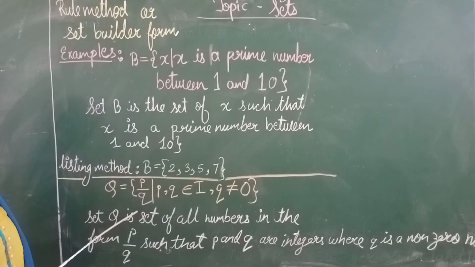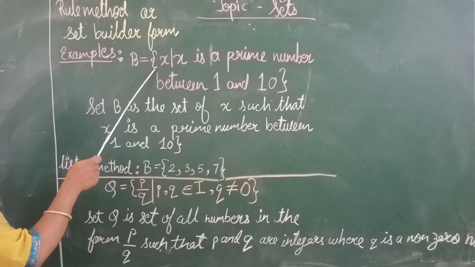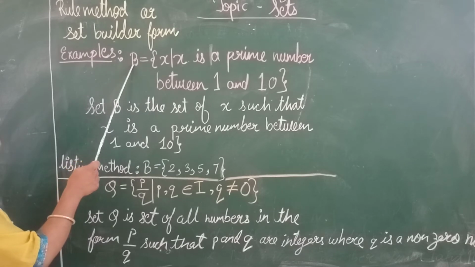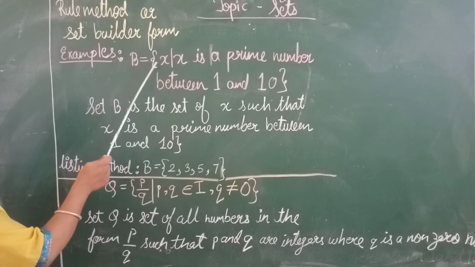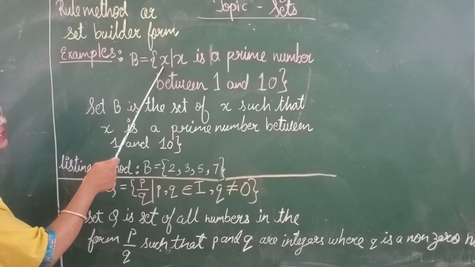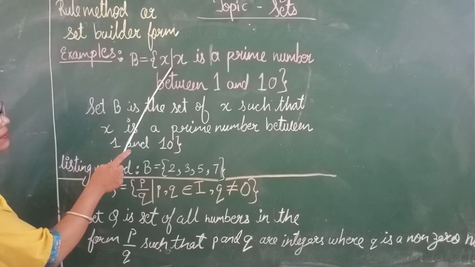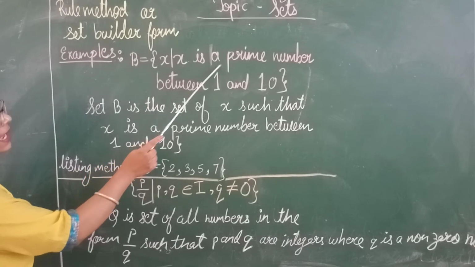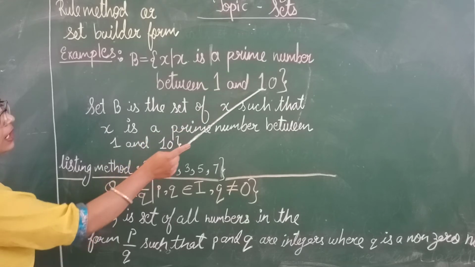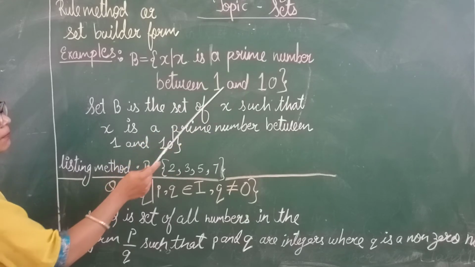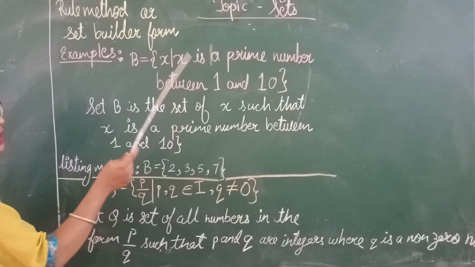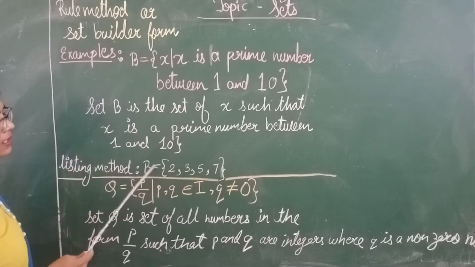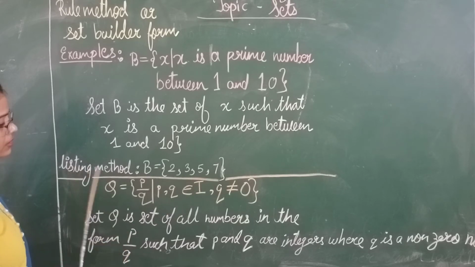Again I am repeating, we will read this rule method as set B is the set of x such that x is a prime number between 1 and 10. Between 1 and 10 means starting from number 1 to 10, all the prime numbers we are writing here. This is the way we will write in the listing method.